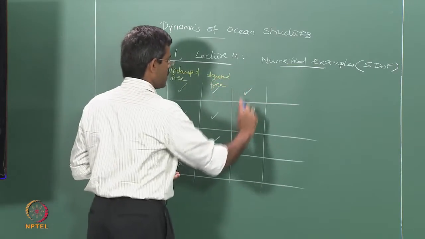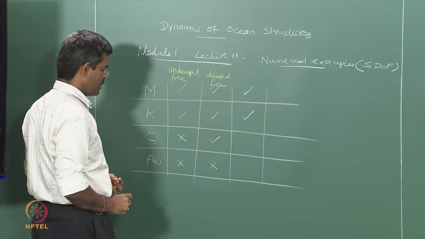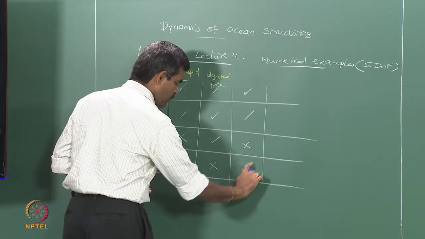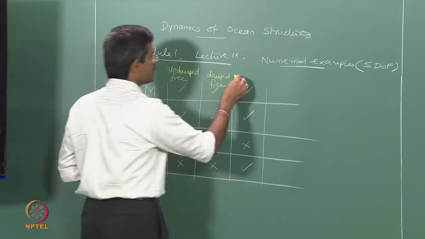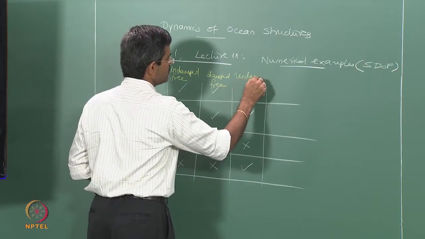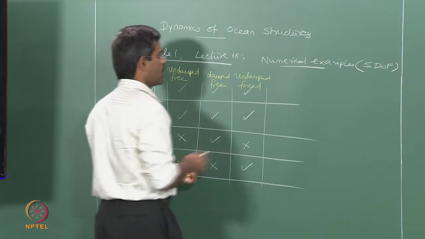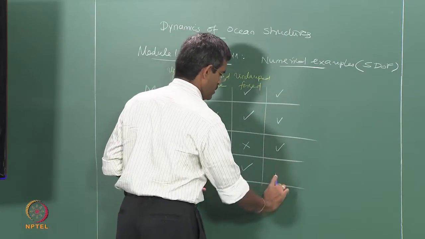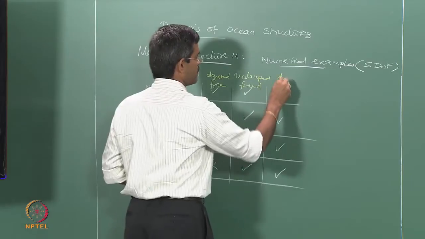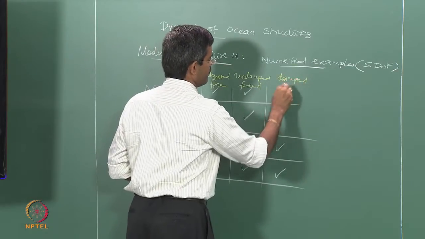Subsequently, m and k are present, damping is not present, but f of t is considered, we can call this undamped forced vibration, and of course, in the last case all are present. So, we can call this damped forced vibration.